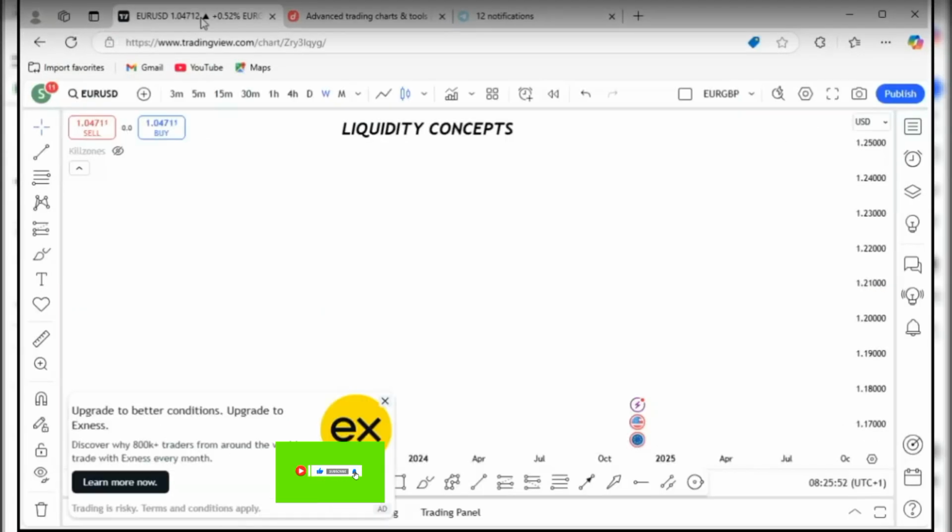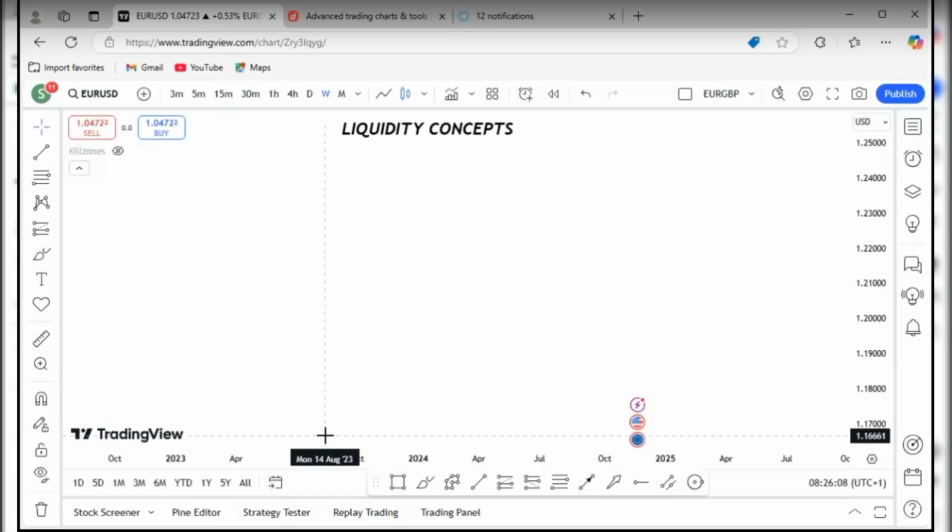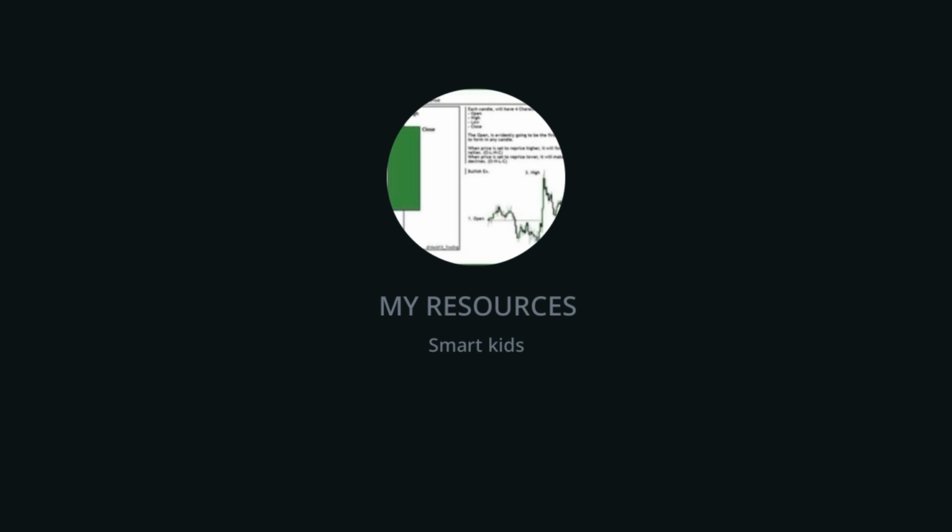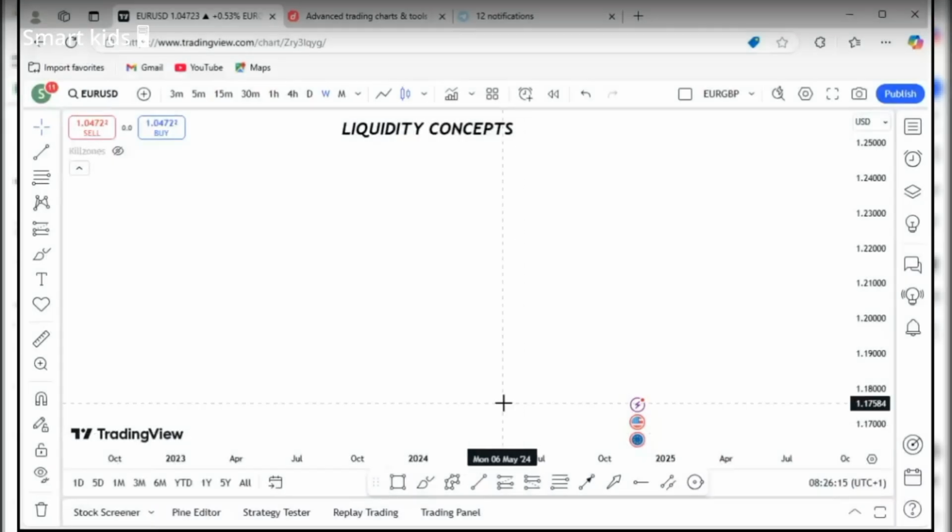I want to share with us, based on request, the liquidity concept. Liquidity is just a term we use to refer to where we have previous buyers, because liquidity is money. It refers to where we have previous buyers, previous sellers.